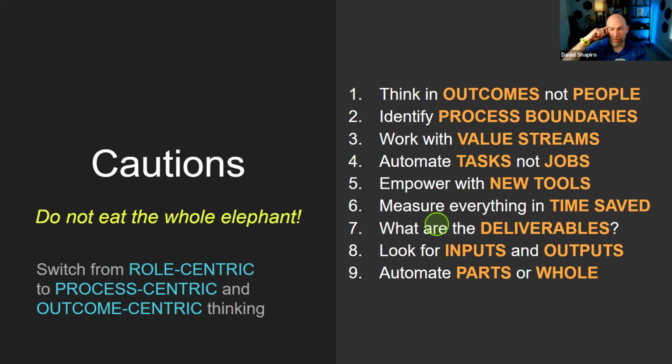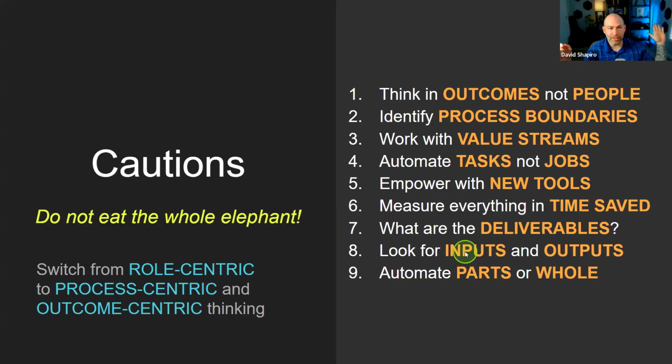But then you say, okay, well, what's my deliverable here? Is my deliverable a tax form? Is my deliverable a report? Is my deliverable, what is it that I'm responsible for? And can I automate that in whole or in part? Another way to do this is look for inputs and outputs.